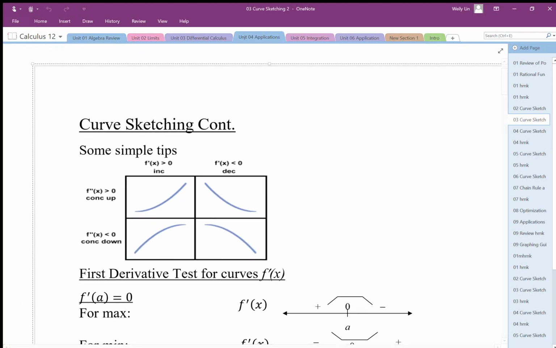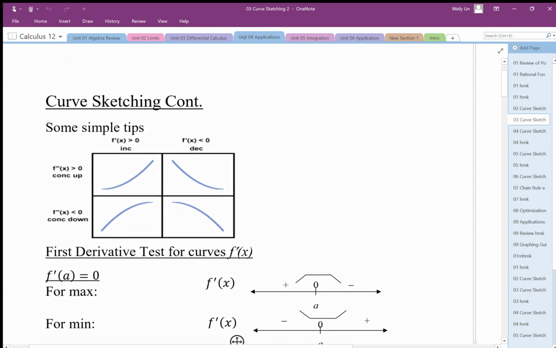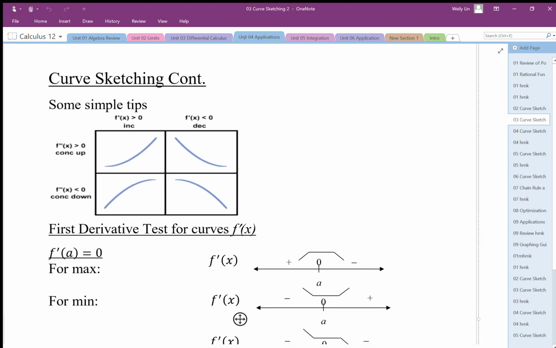Okay, so this section here, we're going to look at just more curve sketching. A couple things that we want to start getting more familiar with is the shapes of the curves and how they relate to the derivatives and second derivatives. So here are some tips.